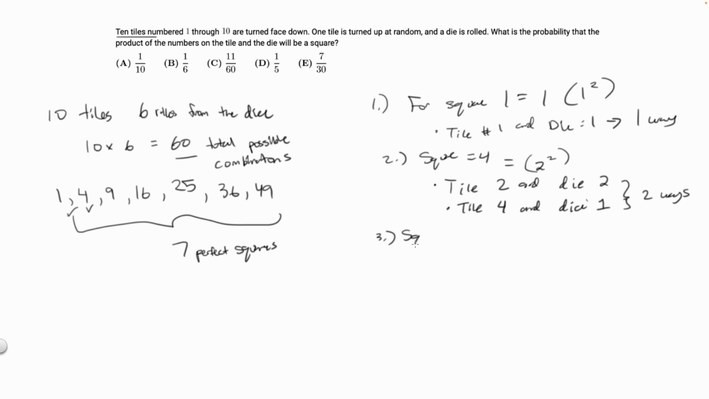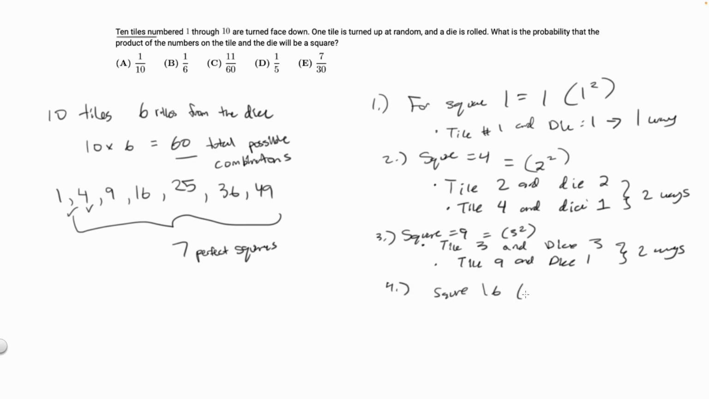Next we have the square number 9, which we know is 3 squared. And for this one we can have tile 3 and die 3, or we could have tile 9 and die 1, which results in 2 ways. Next, for square 16, we can use tile 4 and D4, or tile 8 and D2, which is also 2 ways.